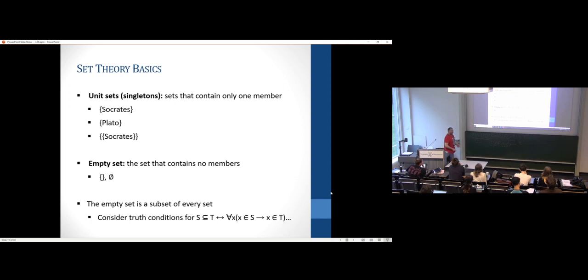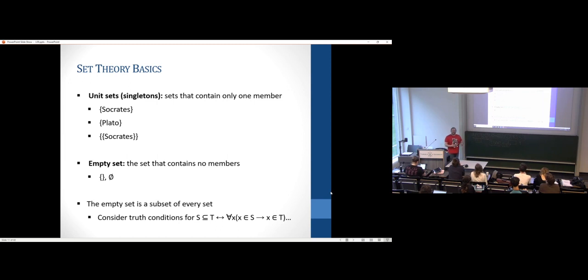A few more terms. I'm going to throw some stuff at you. Again, there's a lot. I'm going to try and highlight the stuff that you have to know. This is stuff I think it's worth knowing. So you mentioned sets with just one member. We have a term for that. We can call them unit sets or singletons. These are collections with just one object.